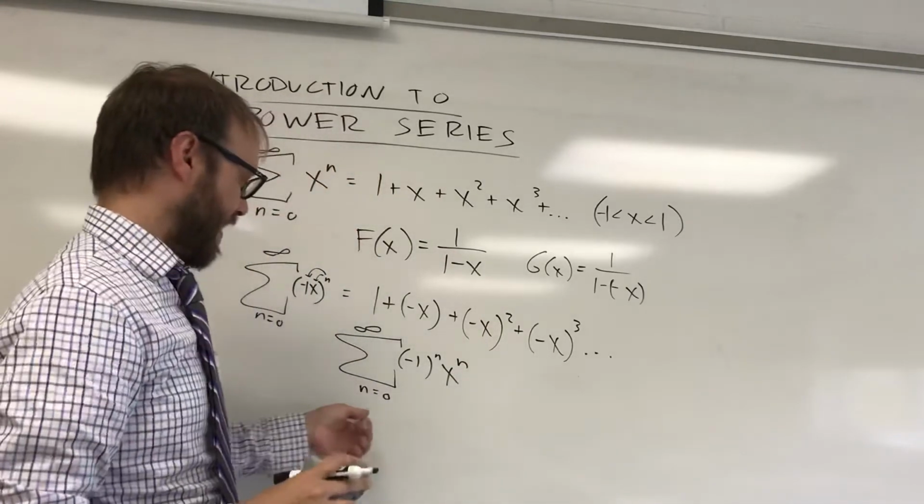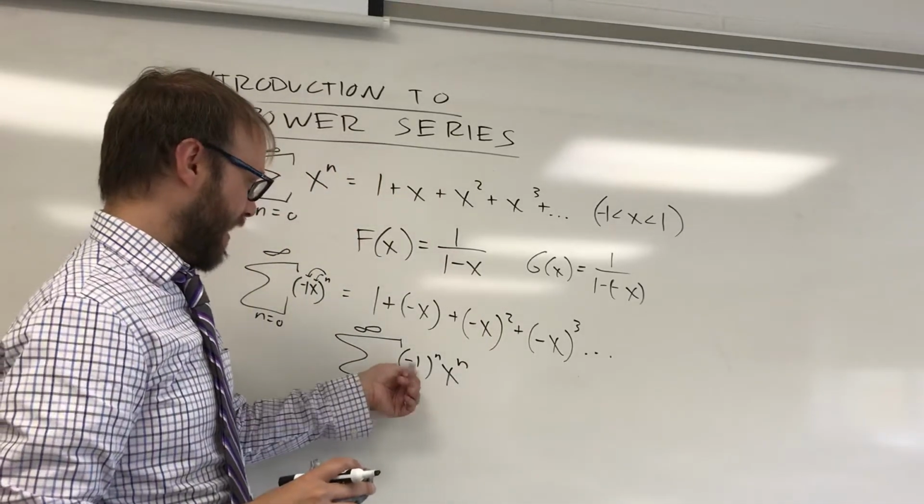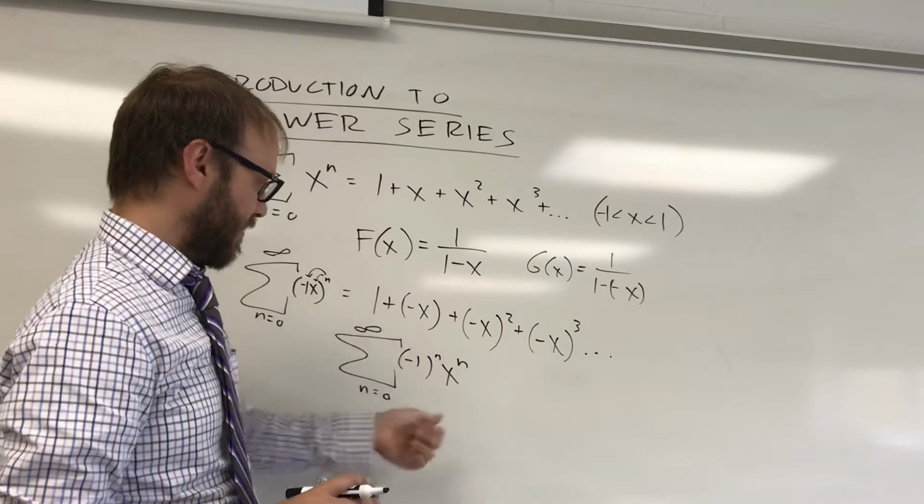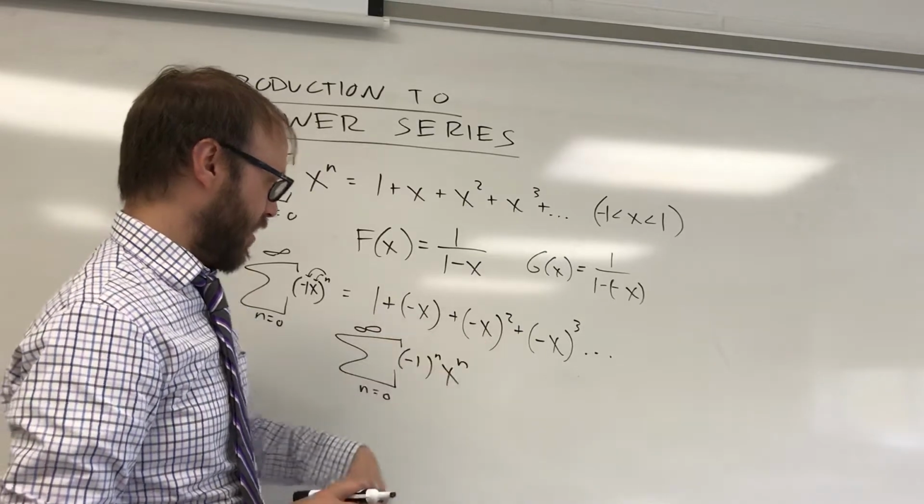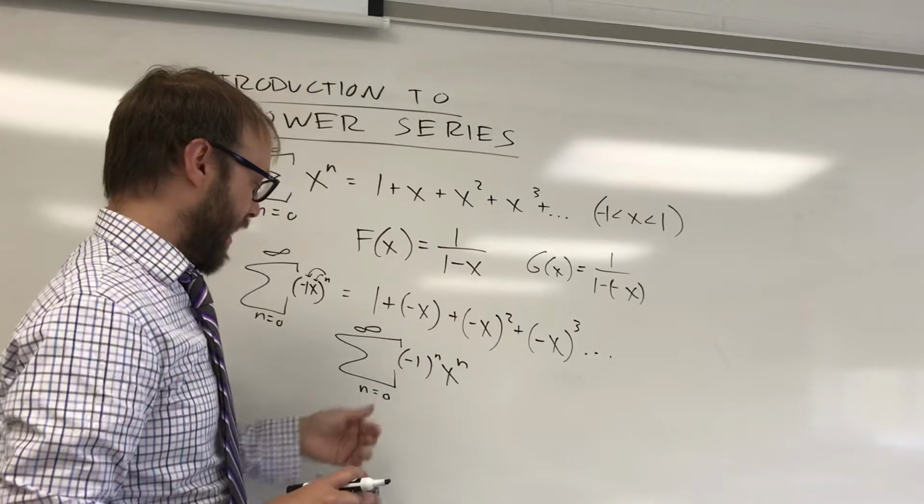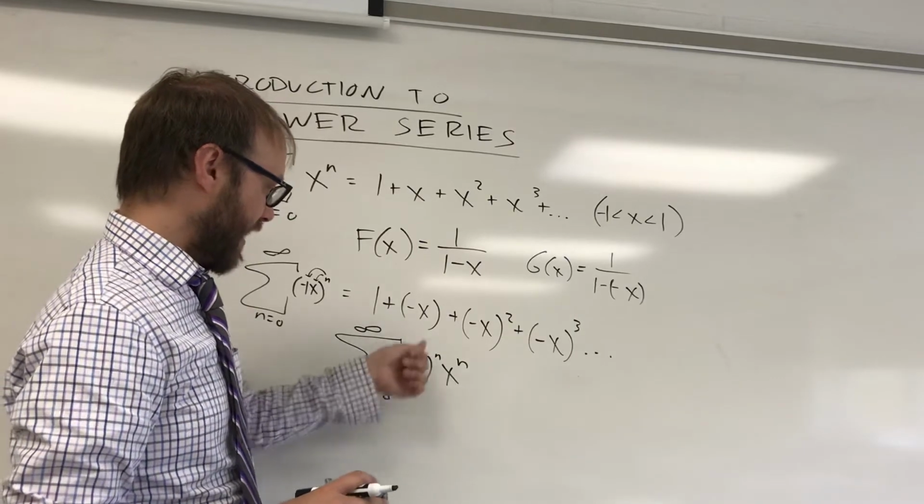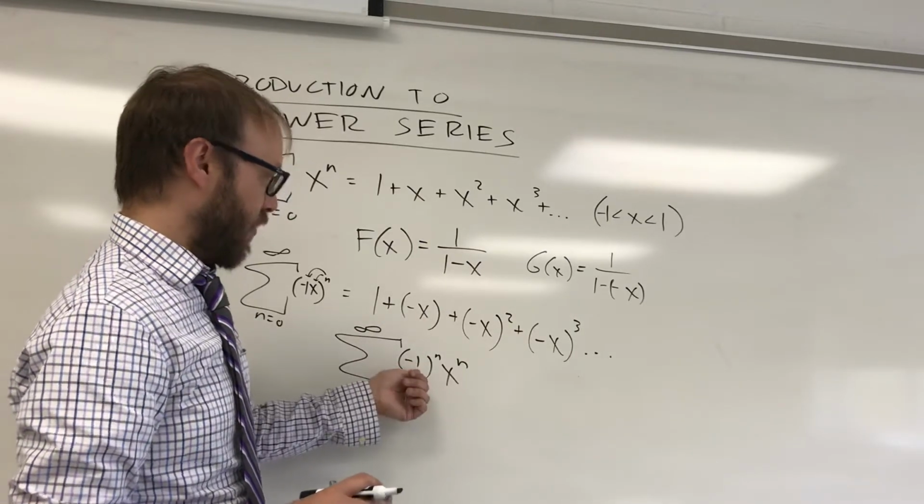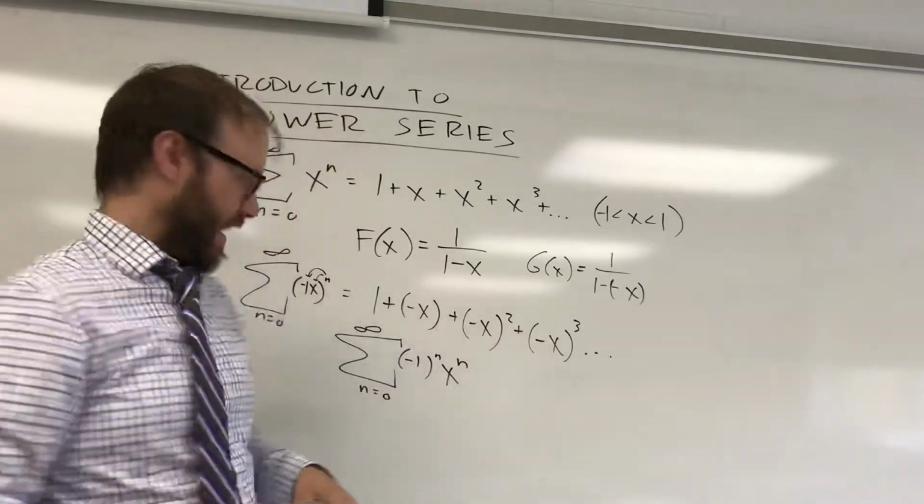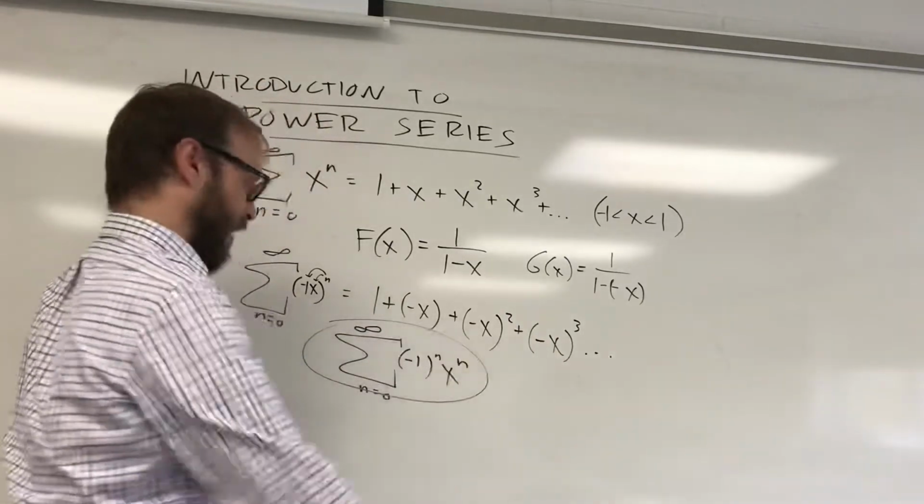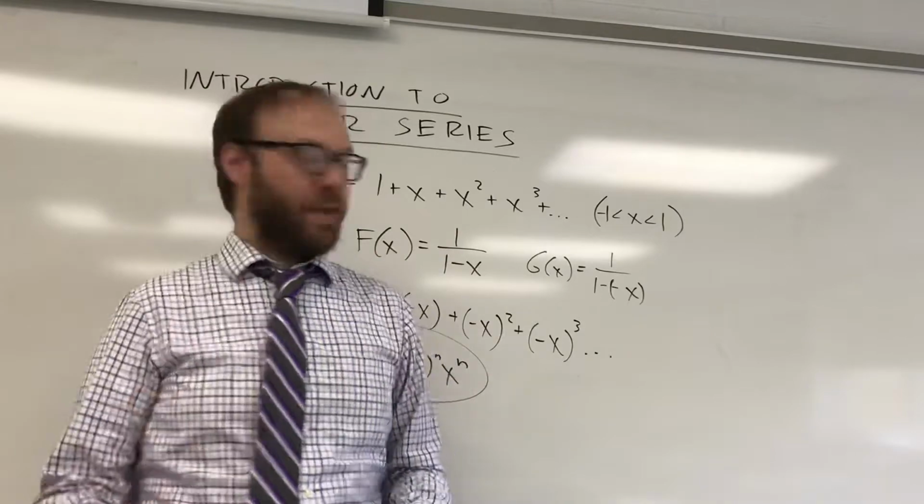And so what will happen is, when n is even, you get a positive. So when n is 0, you get a positive. When n is 2, you're going to get a positive. When n is 4, you get a positive. Meanwhile, when n is 1, you're going to get a negative. When n is 3, you're going to end up getting a negative, and so on. So most people would probably write this like that, all right?